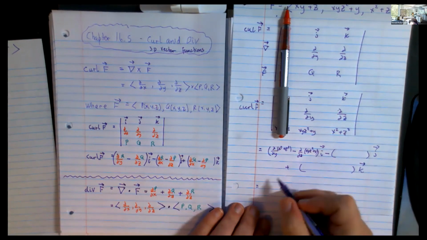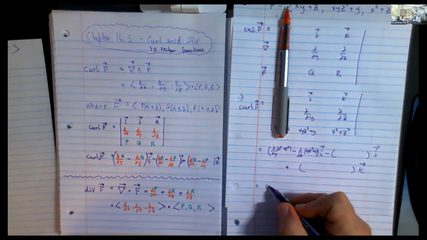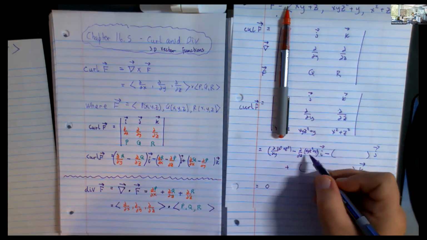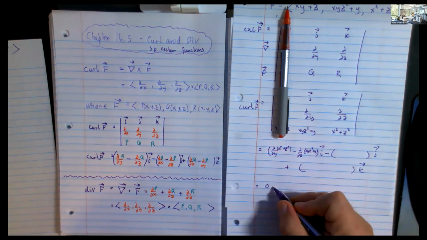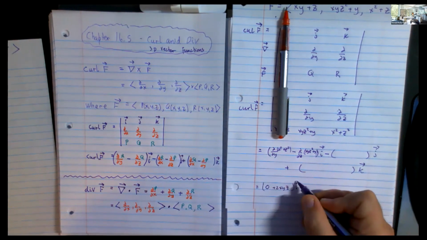Okay, let's do each one in turn. If you differentiate this with respect to y, you get 0. And if you differentiate this with respect to z, you get 2xyz. So that's your i component done.